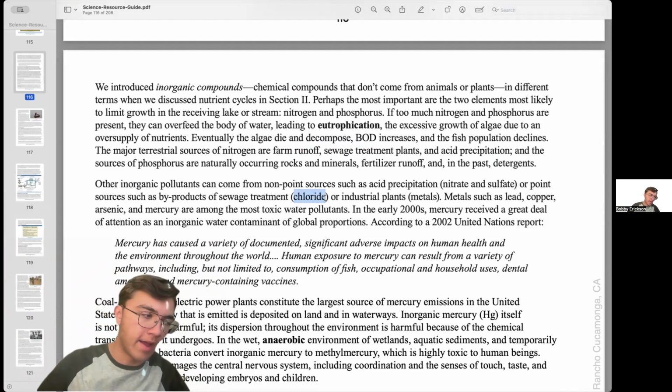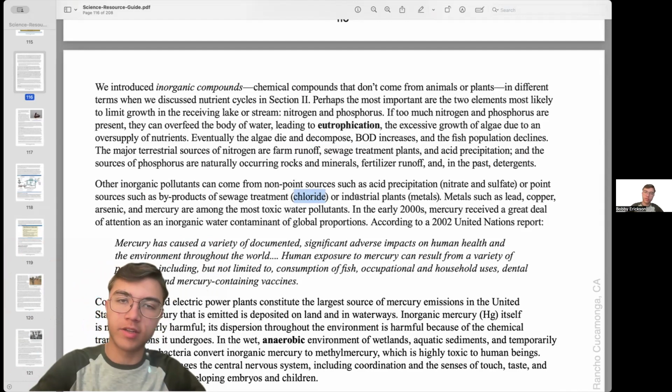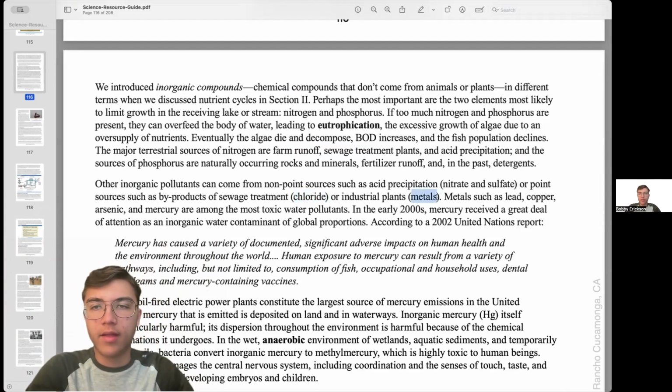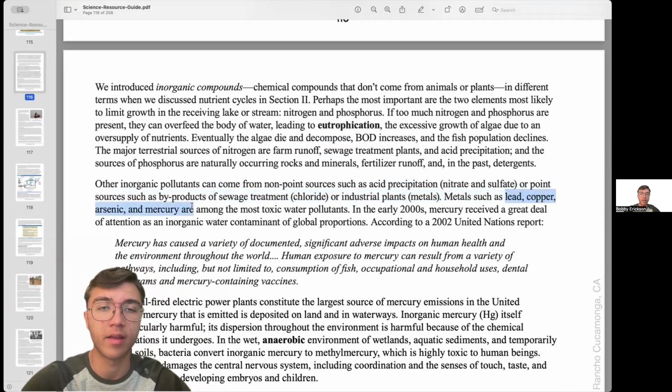And they accidentally replaced it with the word cobalt, and it should have been chloride. Then we have metals, which industrial plants give off. So, like lead, copper, arsenic, and mercury. So, these are the most toxic water pollutants. So, which of the following is the least toxic?